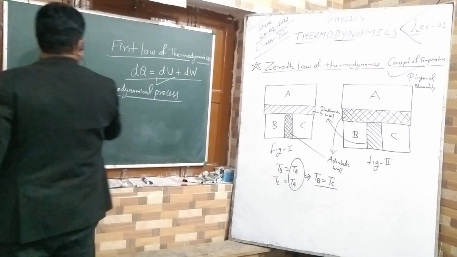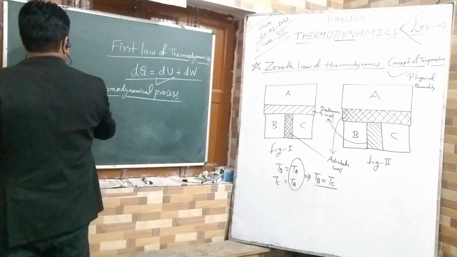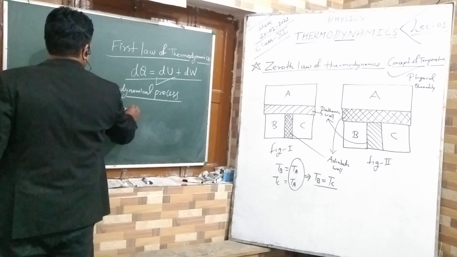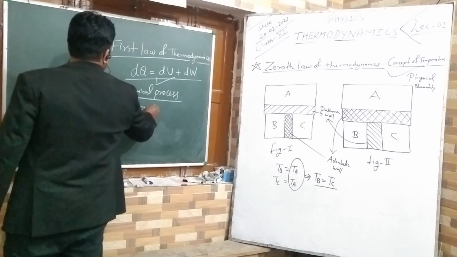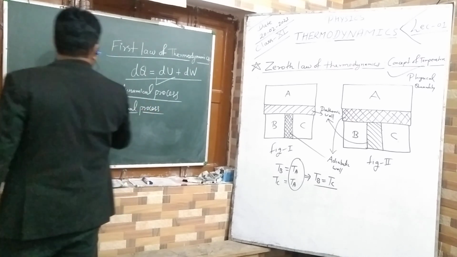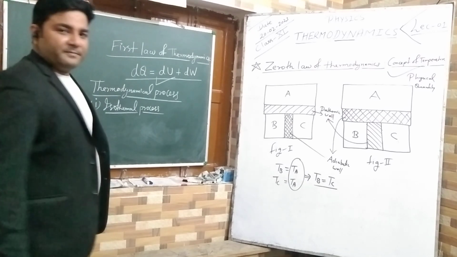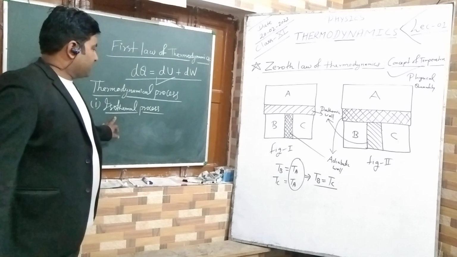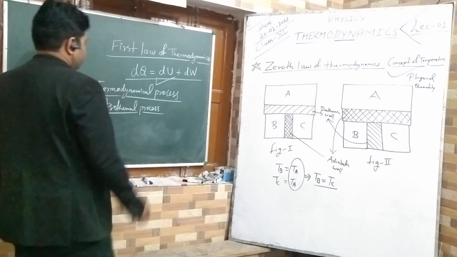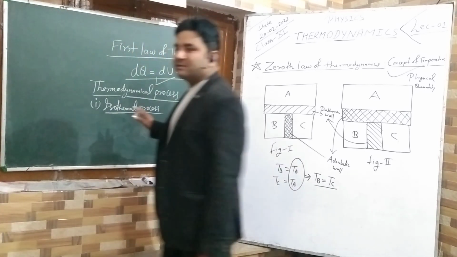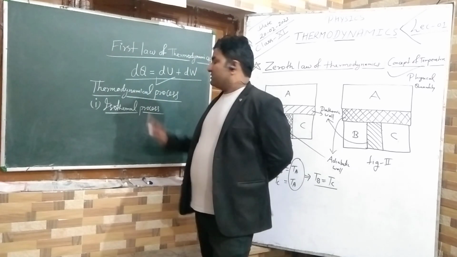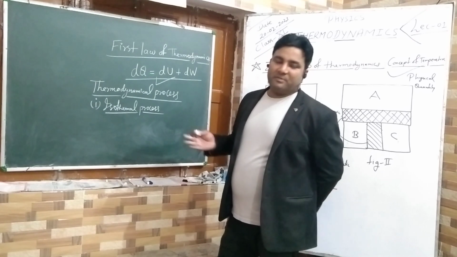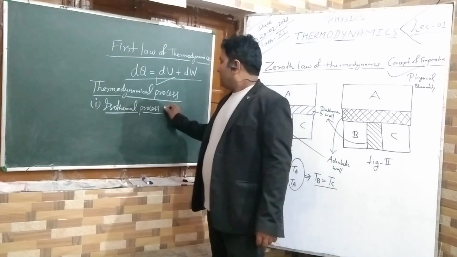First, the isothermal process. Isothermal, very easy. That is, temperature remains constant all over. Whenever temperature remains constant, iso means the same value, and thermal means temperature related. A process in which temperature remains the same all over the process, that is an isothermal process.